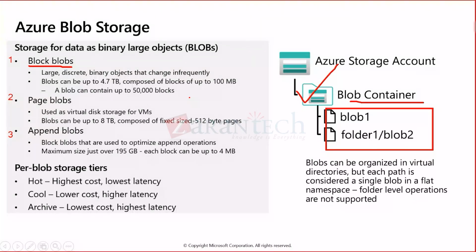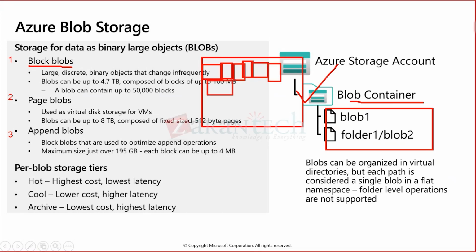So when you are storing the data in the blob, you will have blocks like this: 1 block, 2 block, 3 block, 4 block, 5 block, like that, you can have 50,000 blocks. And each block is the smallest unit, I can say, by which you can perform read and write operations, or you can upload and download. It's the smallest amount of data that can be read or written as an individual unit.